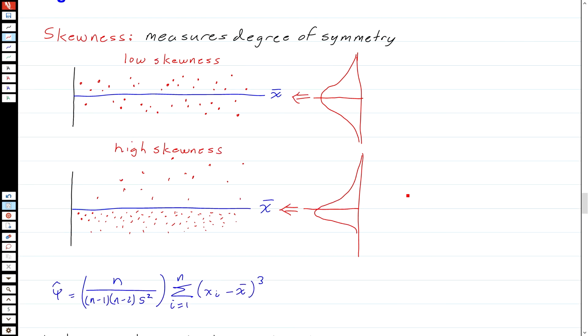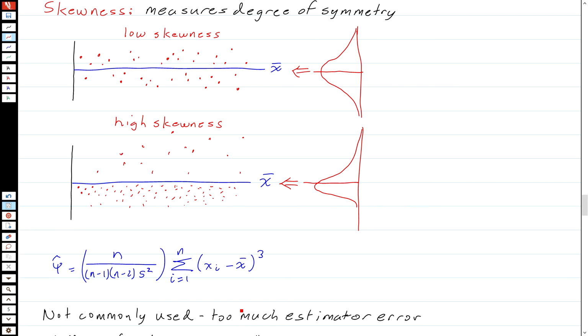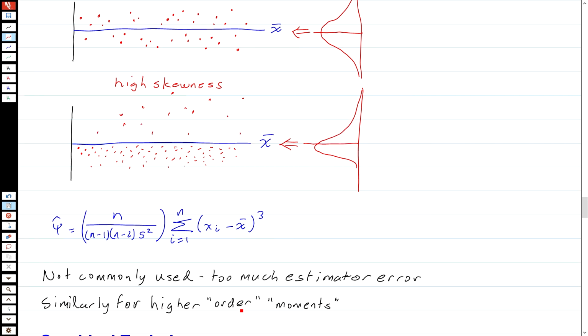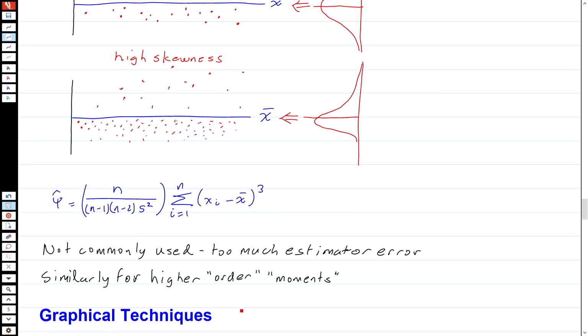And the actual measure that we use here involves cubes of the differences between my observations and x bar. We don't often use this measure of skewness because if we start cubing our observations, we're cubing also the errors that we're making in our observations. So the error in estimating the skewness is usually pretty high. So we don't usually bother with skewness and higher order measures of the shape of a distribution.